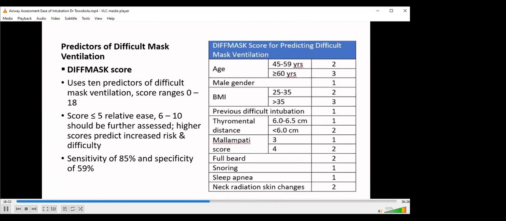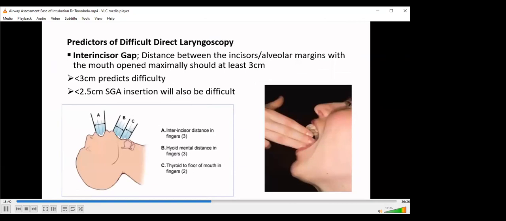Let's take a look at some predictors of difficult direct laryngoscopy. The first we'll be taking is the interincisor gap, which is the distance between the incisors and the alveolar margins with the mouth opened maximally and should be at least 3 centimeters. The examiner's 3 fingers, or the patient's 3 fingers, can be used to assess this interincisor gap. 3 fingers would amount to about 6 centimeters. However, a distance of less than 3 centimeters predicts difficulties, and a distance less than 2.5 centimeters would make supraglottic airway insertion difficult.